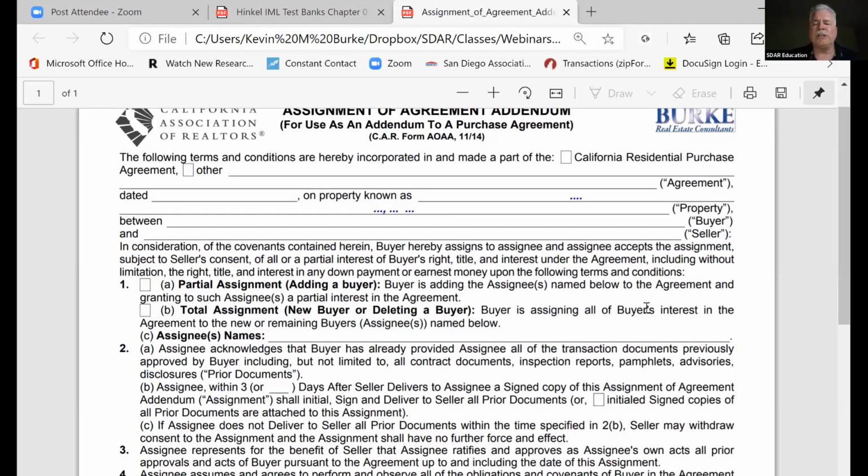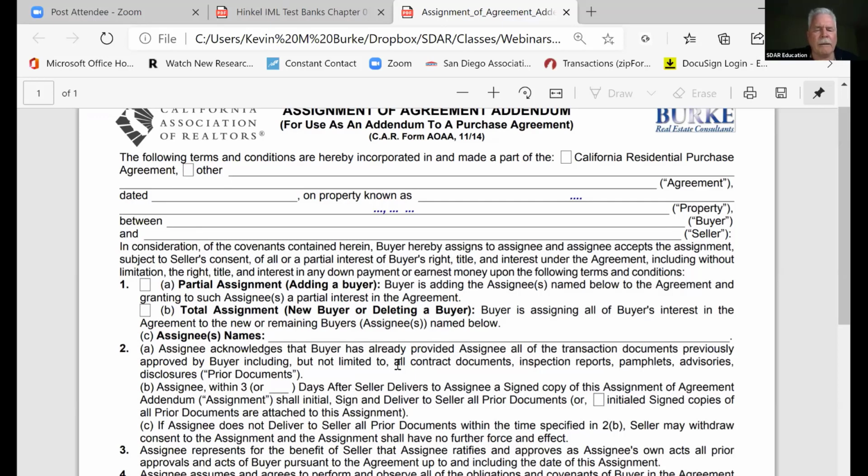So like we just had a transaction close, and on the day of closing, the buyer informed us they wanted to add Mrs. Buyer. So we could have done an assignment of agreement addendum, but I'm kind of old school. I made the buyer initial and sign everything that the first buyer had initialed and signed. So I essentially had a contract. It doesn't matter what the pre-printed language says, it matters the signature, okay?